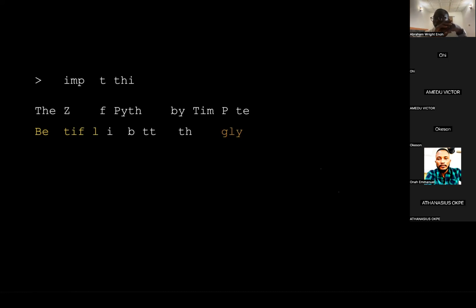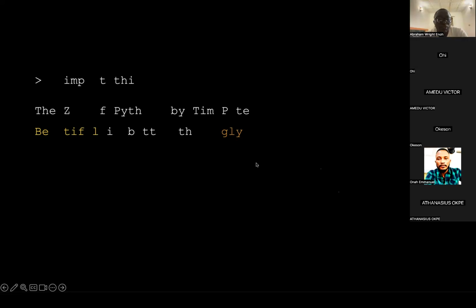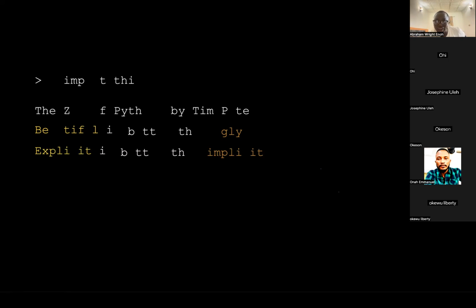Next one. Wherever you are learning Python, if they did not do this. Who is speaking? Go ahead, please. Beautiful is better than ugly. Now we are moving. The next one. Explicit. Explicit is better than implicit.